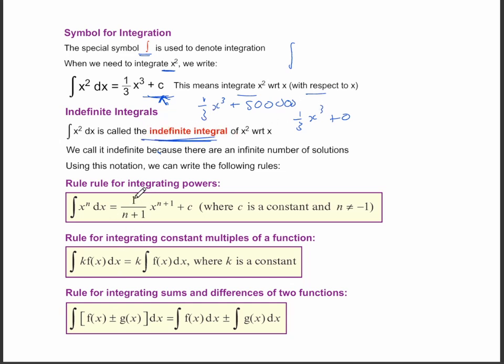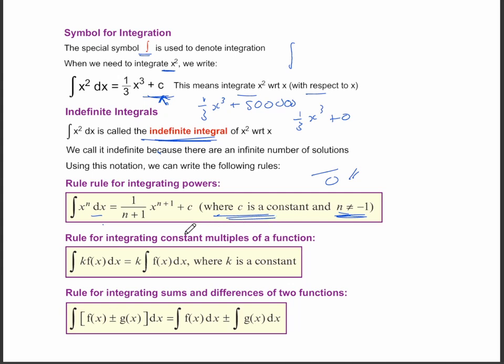Now, here are a few rules of integration. When you are integrating powers, which we just did, x power n with respect to x, we will take the x power n plus 1 over n plus 1. Then we will add our c, where c can be any constant and n cannot be equal to negative 1 because we get the form of over 0, which is not possible.